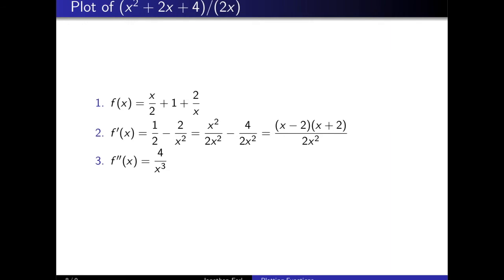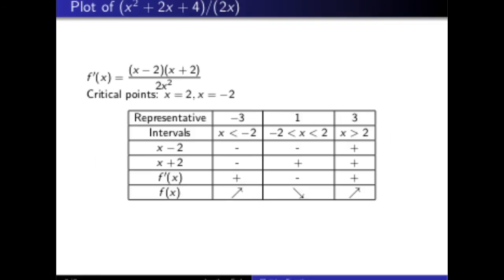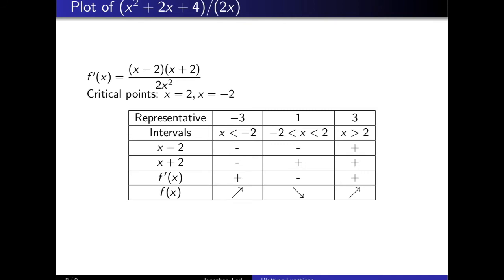Okay, so then we'll find our first and second derivatives and factor them. We'll see that our first derivative is going to be x minus 2 times x plus 2 all over 2x squared, and our second derivative is 4 over x cubed. So clearly our critical points are going to be plus and minus 2. The derivative is not defined at x equals 0, but we're not really concerned with that because the function is not defined there either.